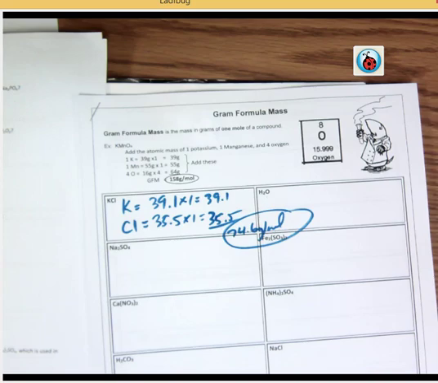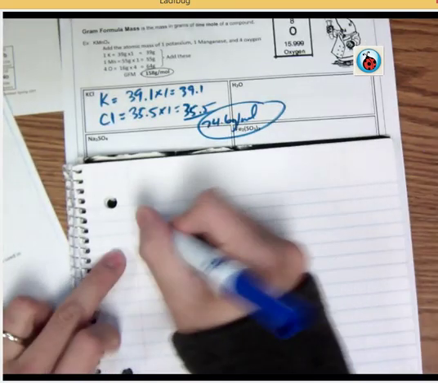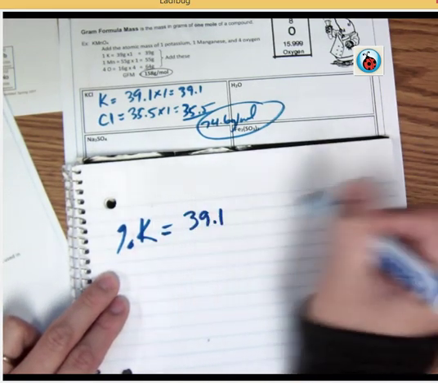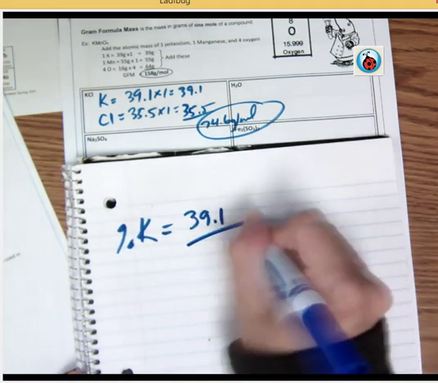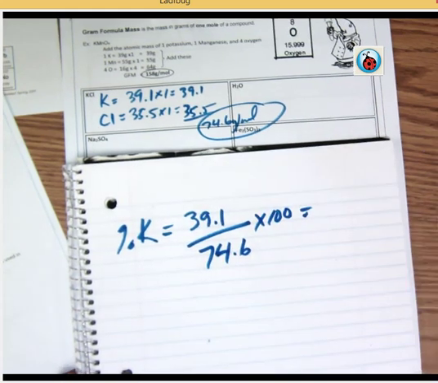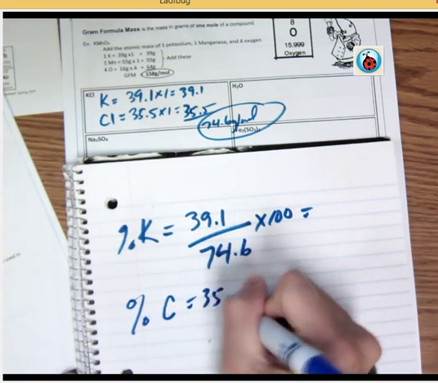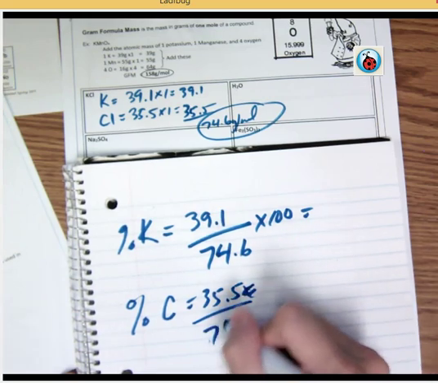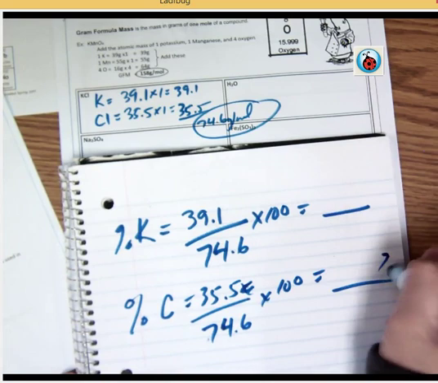So what you need to do to find the percent composition is this. You take potassium, for example. What percentage is potassium? You take 39.1, the mass of all the potassium, which is only 1 in this case, divided by the mass of the total thing, times 100, and you get your percentage. And then you do the same thing for chlorine. Chlorine is 35.5 times 1. We already did that. So divided by 74.6 times 100, and you get your percentage for chlorine.